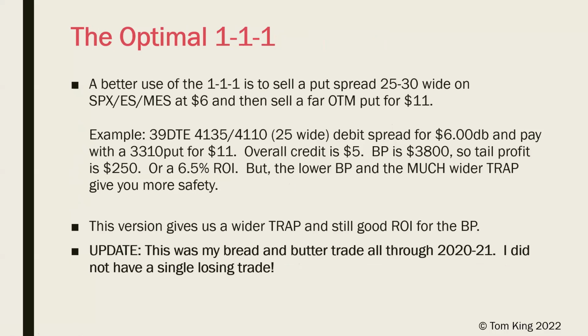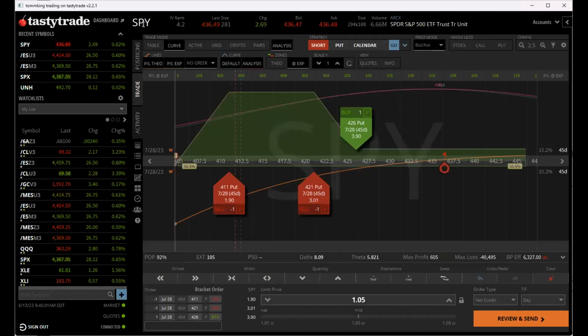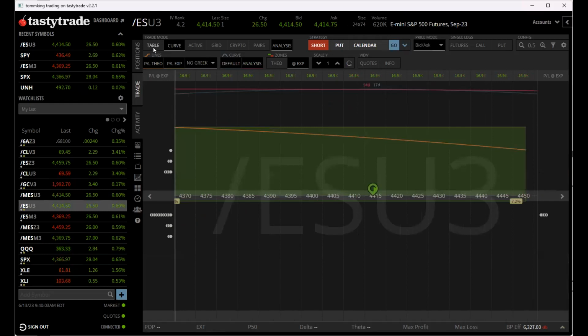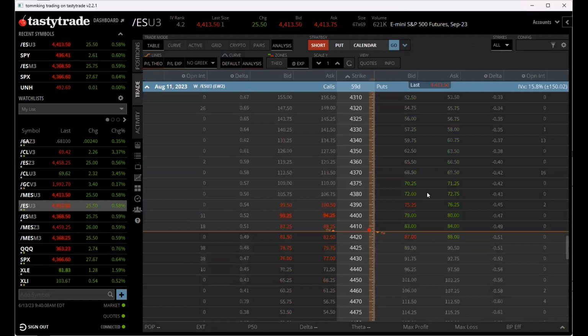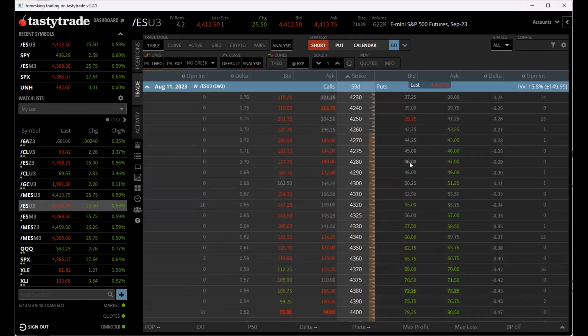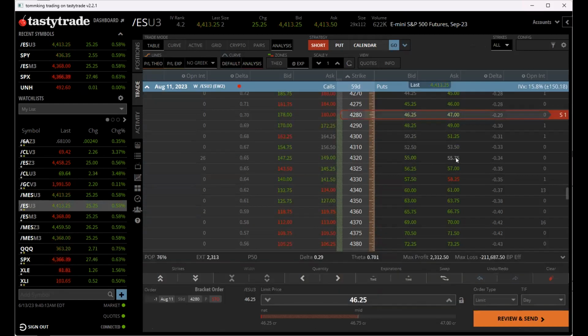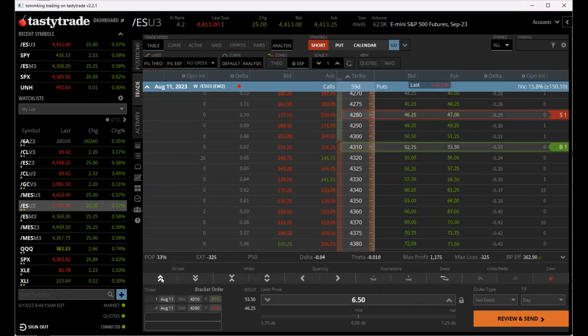2022, I moved to a 112 trade. But all through 2020, 2021, this trade did not have a single loser, and I put on 4 or so to 5 of these every single month. And if we look at this other way of playing it the optimal way, from what I experienced on these, if I was going to go closer to probably 60 days, I was talking about 30 wide. So let's take a look at what 30 wide would look like for around $6.